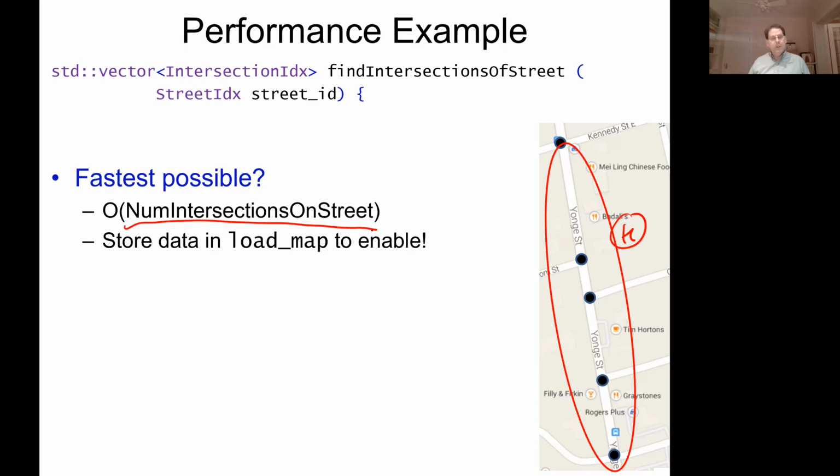In theory, we could answer this question much faster because the amount of data we need to return is much smaller. How can we do it?